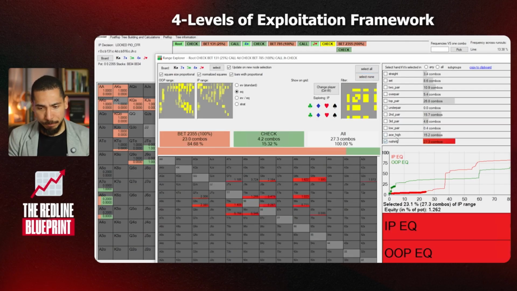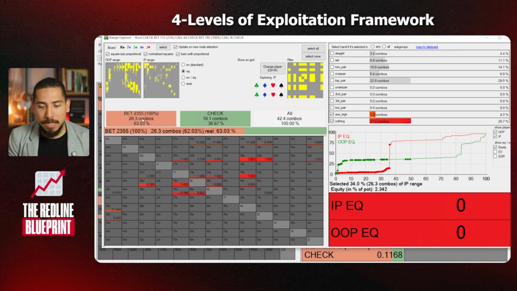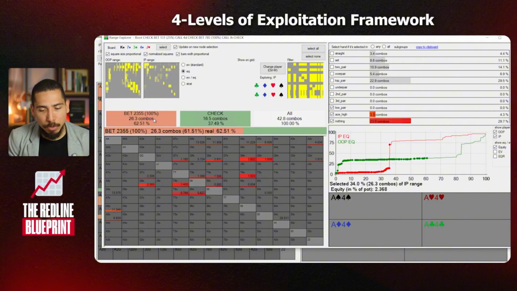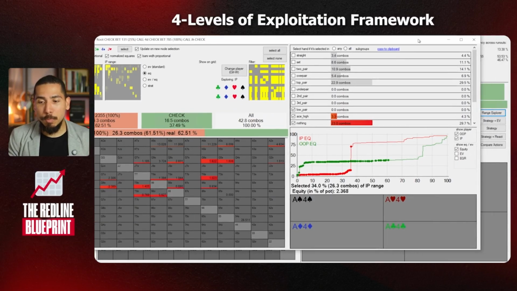So if you filter here for ace high and nothing in the betting range, for him to be balanced, he should have 33% bluffs. But we node locked rivers with my program, and here we can see this opponent has 34% bluffs. So he has 1% more bluffs than he should. He also might have some low pairs here, but no, only unpaired hands. So he has 1% more bluffs than he should.